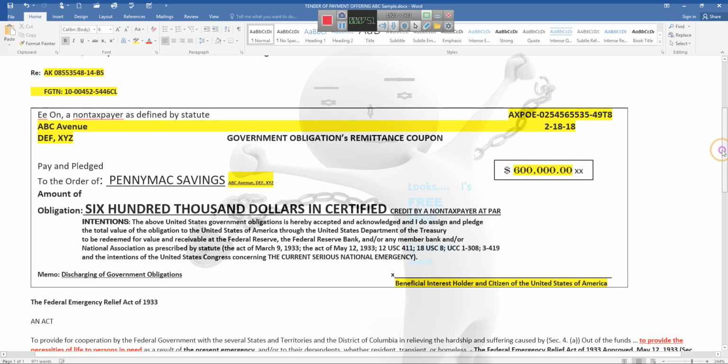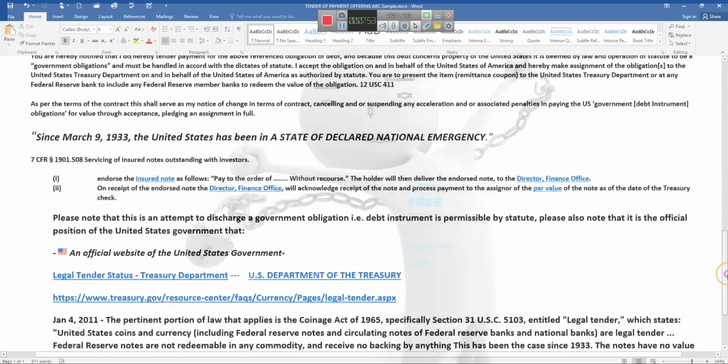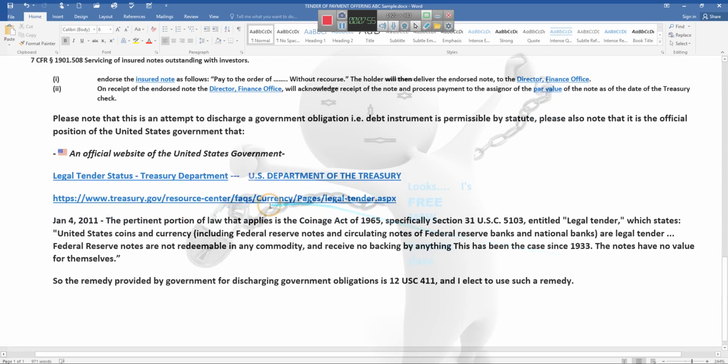There is no money. What do you mean there is no money? The United States Treasury says there is no money. This is their website. It's an official website of the United States government, legal tender status, Treasury Department, United States Treasury. This is the actual website. When you go to that website, you'll see that U.S. coins and currency, including Federal Reserve notes and Federal Reserve bank notes, are legal tender.